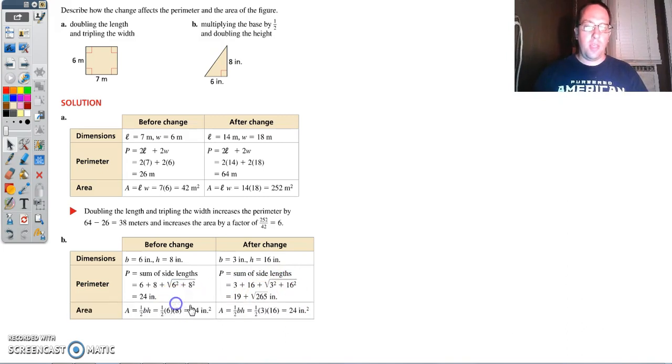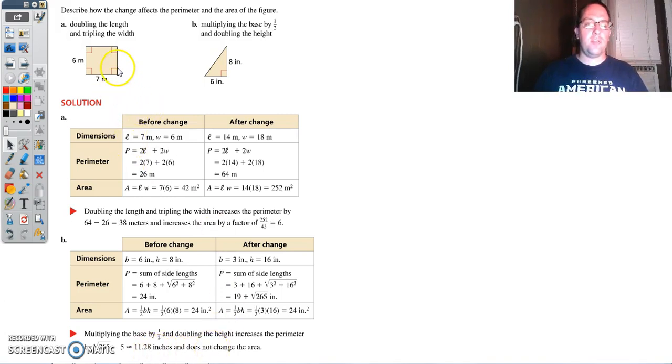All right, area, 1/2 base times height, or base times height divided by 2, however you like it. 1/2 times 6 times 8 is 24. 1/2 times 3 times 16 is 24. Hey, that didn't change. Why is that? Let's take a look. So perimeter, we take old minus new. We get a change of 11.28 inches. All right. Area didn't change.